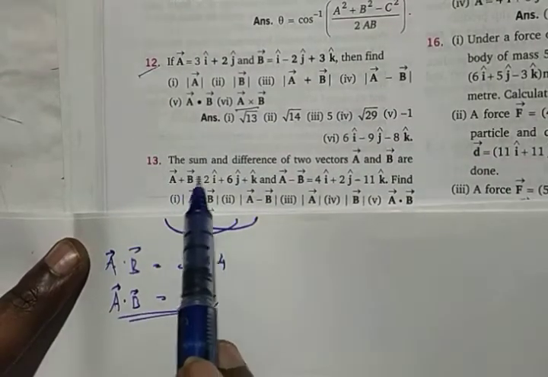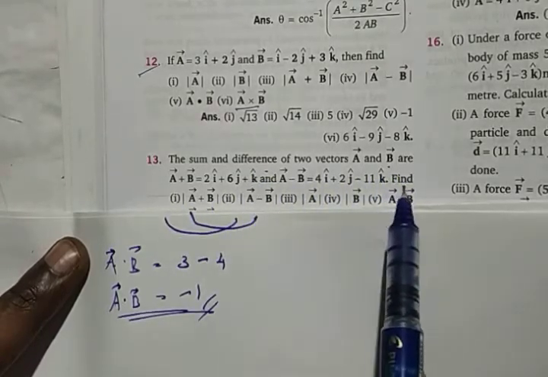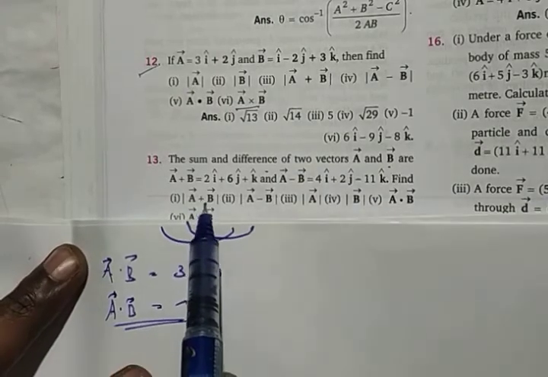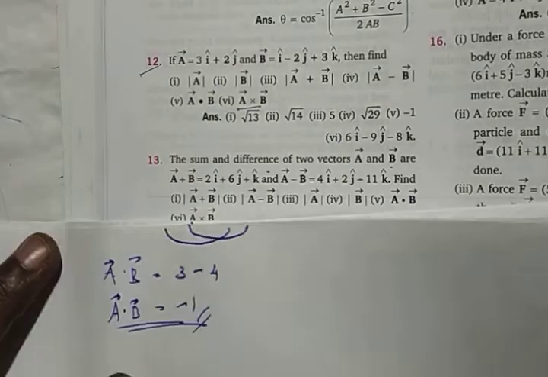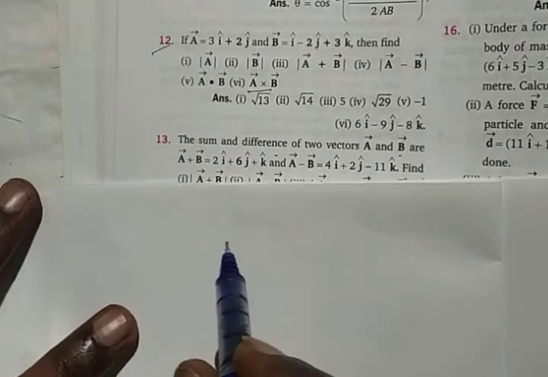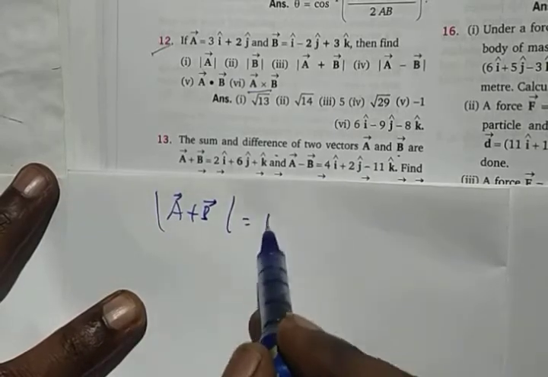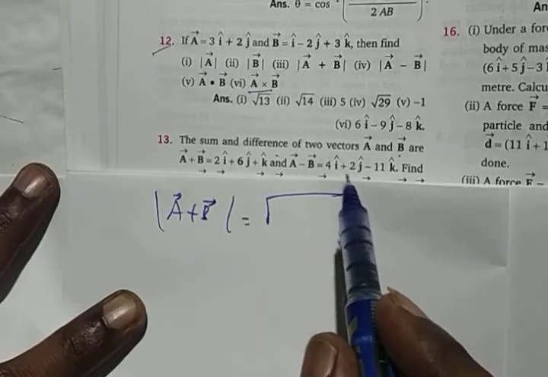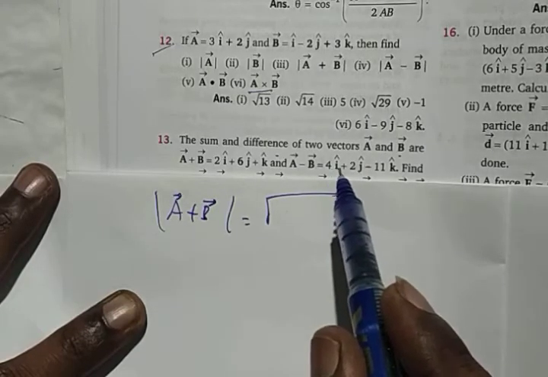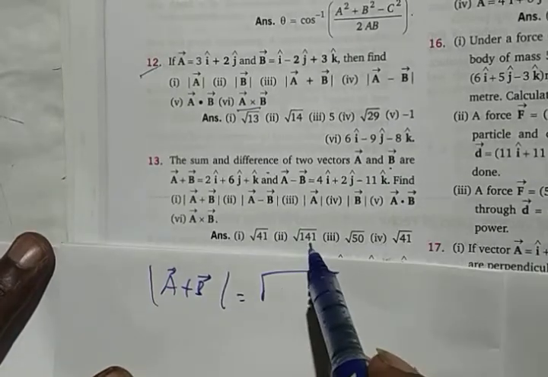the sum and difference of two vectors, A vector and B vector, are given: A plus B is given here, A minus B is given here. Find the magnitude of A plus B. How to find it? It is pretty easy. The magnitude of A plus B is equal to under root of 2 square plus 6 square. Similarly, for the magnitude of A minus B, it is under root of 4 square plus 2 square plus 11 square. You will get the answer here.